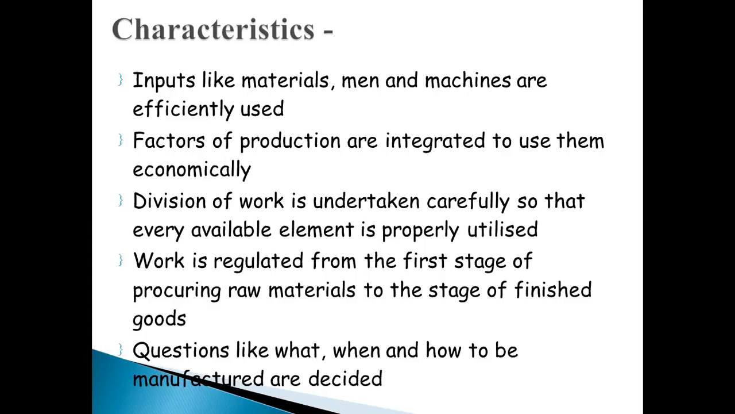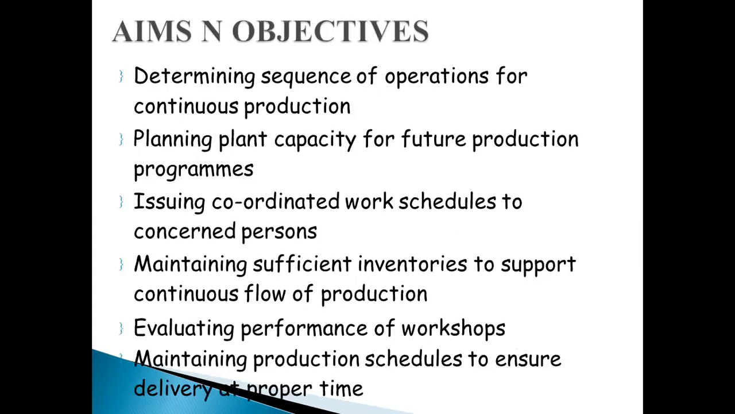So the next is what are the aims and objectives behind production planning and control. First, we have to determine the sequence of operations for continuous production. That's why we need to have the PPC program, right? So we have to plan the plant capacity, right? Capacity means how many units we have to produce in the future or are producing.